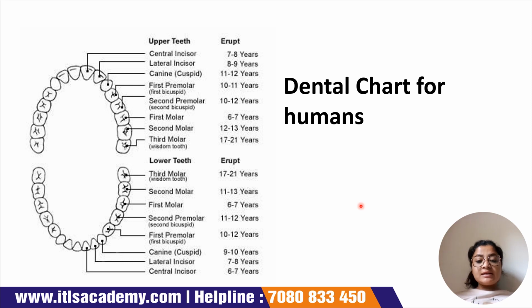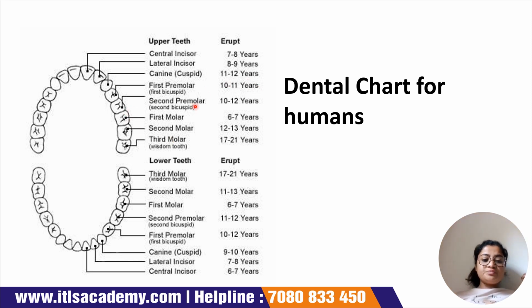As far as the dental chart for humans is concerned, again we have upper teeth and lower teeth, but the age will be different. We have the central incisor, which will appear at around 7 to 8 years of age. Then we have the lateral incisor, it will appear around 8 to 9 years of age. Then we have the canine, which is also known as the cuspid. It will appear around 11 to 12 years of age.